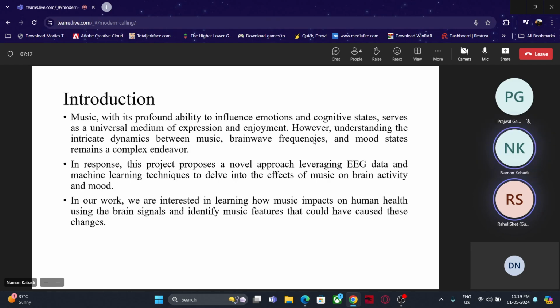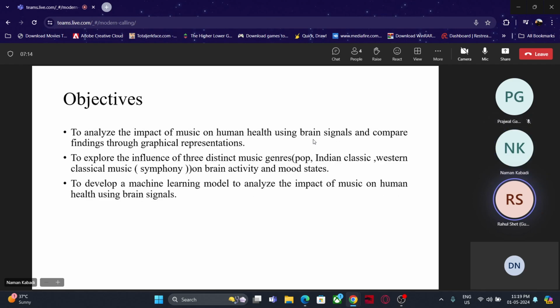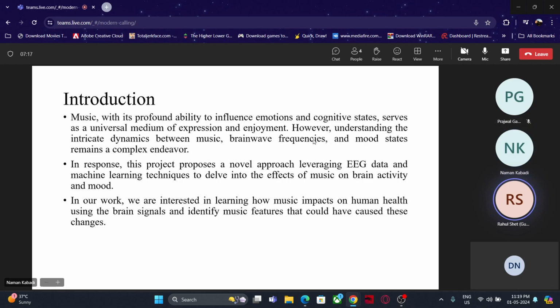So introduction. Music plays a very important role in our daily life. We can see that it has a profound ability to influence emotions and cognitive states. So in response, our project proposes a very novel approach leveraging EEG data. By using an EEG device, we collect EEG data from brain signals, and they are alpha, beta, gamma, theta, and delta.